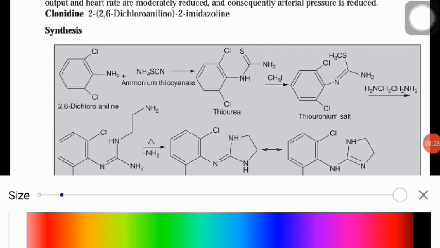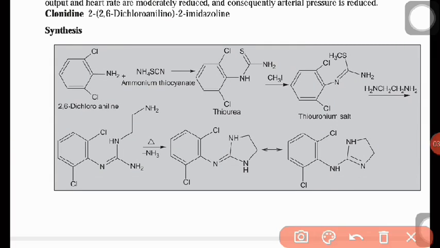Next drug is clonidine, and that we shall see here. This is the structure of clonidine, and it is having 2,6-dichloroaniline 2-imidazoline. So what is this imidazoline? This is the imidazoline part.